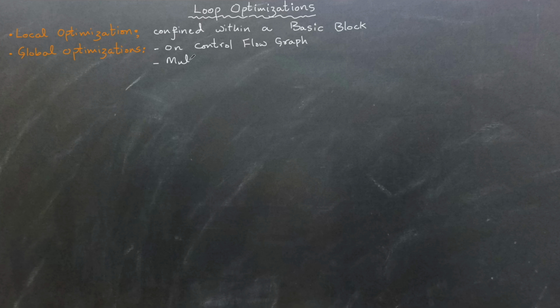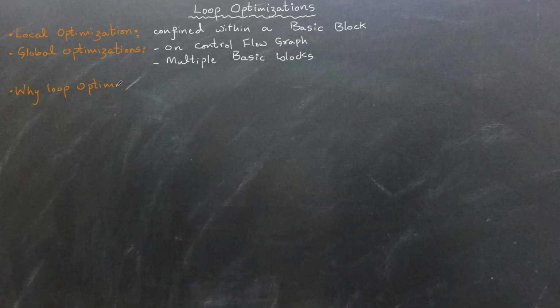In a previous video, we discussed local optimizations, which are confined to individual basic blocks within a control flow graph. Loop optimizations, however, fall under global optimizations because they analyze the control flow graph across a broader scope. By identifying loops and their dependencies across multiple blocks, the control flow graph enables powerful transformations.